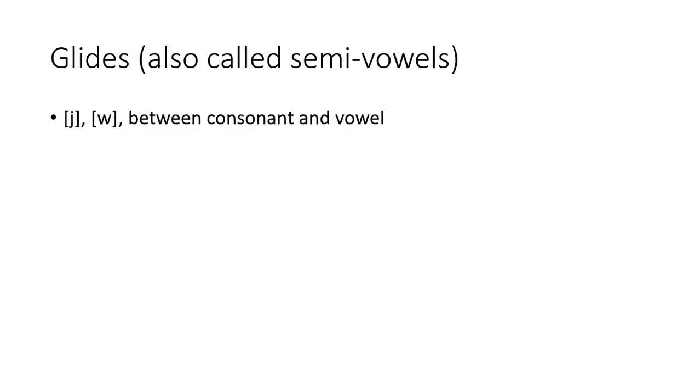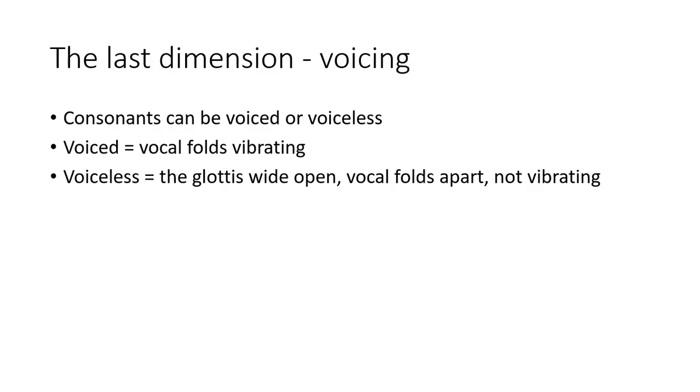There's a class of approximants which we call glides, and we also call them semivowels. So you might also hear them classified as semivowels. And in English, that's y and w, because they are so vowely. They're hardly consonants at all. When we say y and w, there really isn't much constriction going on at all. So have a little break and we'll talk about voicing.